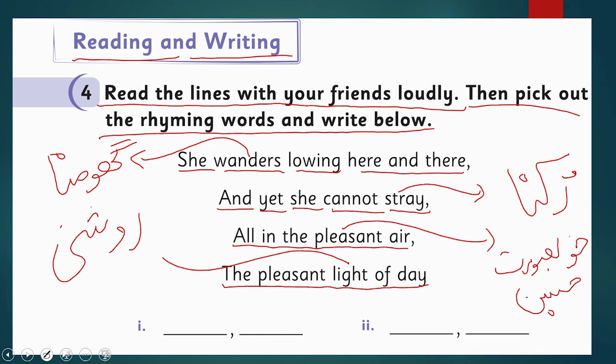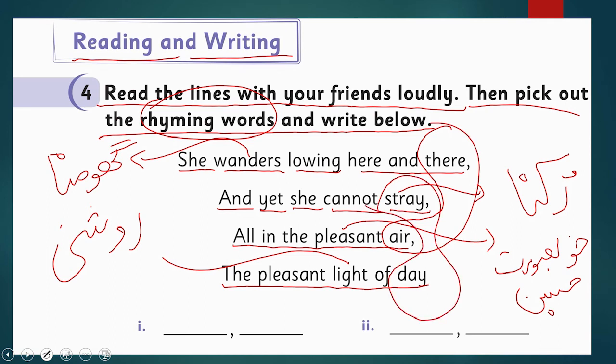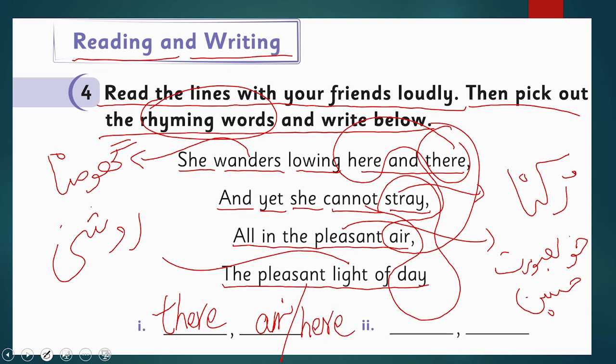So the task says find the rhyming words. वो अल्फाज जिनकी ending आवाज एक जैसी है. There, air, stray, day. और आपने यहाँ पे लाइन पे इनको लिखना है. There, air. Here and there भी सेम है. आप वो लिखना चाहें तो वो लिख सकते हैं. Stray and day.